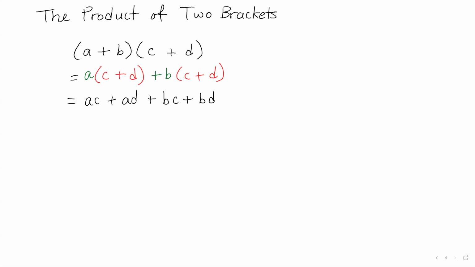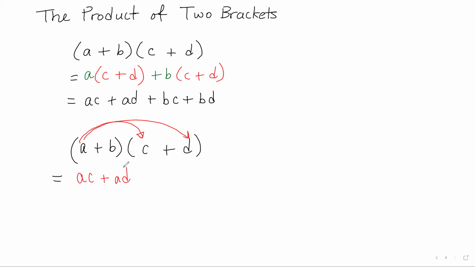So if you have A plus B times C plus D, another way you could do it is you can say directly from here, A times C, so the first term times the first term. That would be AC, and then A times D, so plus AD. And then B times C, so plus BC, and then B times D, so plus BD. As you can see, it's the same thing that I got, right?